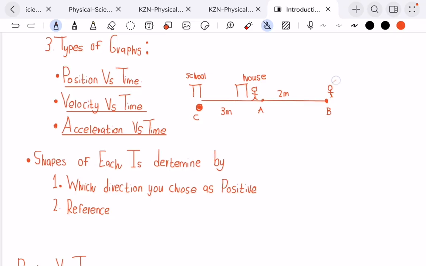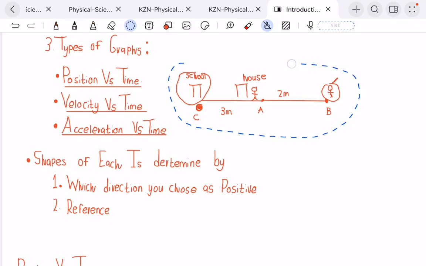A person at B will say, I'm 5 meters from the school. So this person is using school as his or her reference. He is 5 meters away from school, while this one is saying he's 2 meters away from the house. So the references are not the same. Your graphs are going to be determined by which reference you choose. But I'm going to go deeper on that later on in this video, right?